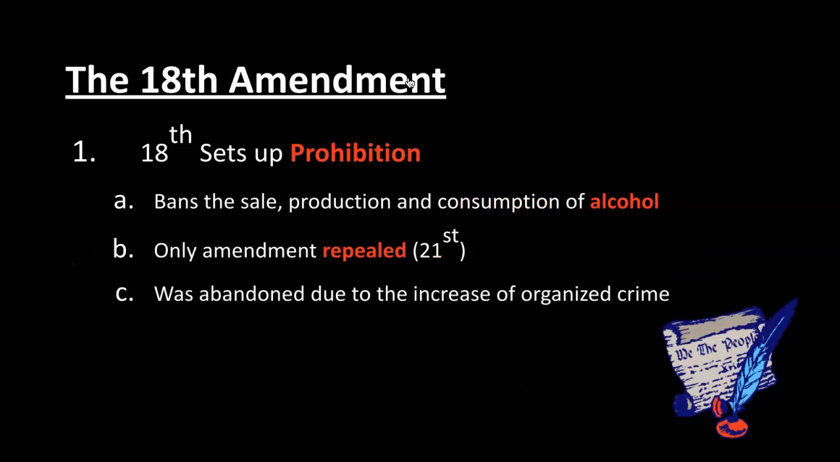The 18th Amendment is a rather interesting one because it set up prohibition. If you remember learning about this from American cultures too, this will sound incredibly familiar. This essentially banned the sale, production, and consumption of alcohol, and this is the only amendment in the entire U.S. Constitution to be repealed. The 21st Amendment would take care of that. This provision was abandoned due to an increase of high organized crime. If you remember learning about, of course, Al Capone and Bugs Moran and some of the iconic American gangsters of the time, whole cities were engulfed in a halcyon of crime.